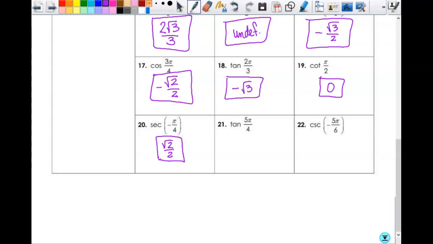5 pi fourths is in which quadrant? Third. Are we positive or negative? Positive. Okay. Tangent is positive in the third quadrant. And then the tangent of pi fourths is what? 1. Cosecant is the reciprocal of sine. Here we are in which quadrant? Third. So are we positive or negative? Sine is negative. Okay. So negative. So the sine of pi 6 is what? 1/2. But I need the reciprocal of that, which is 2. So it's negative 2.